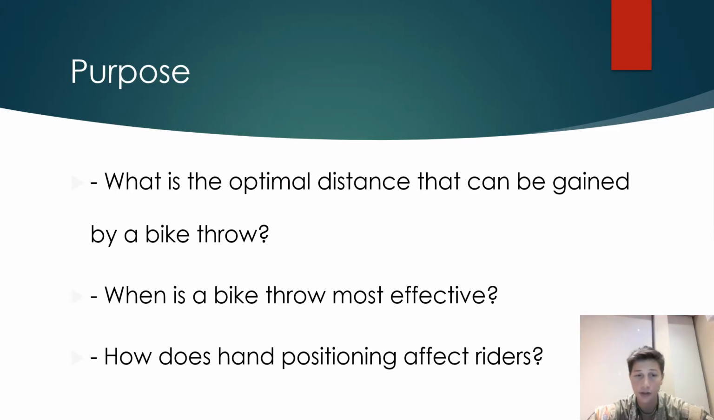So in our project, we had three goals. First, what's the optimal distance that can be gained by a bike throw in a certain time interval? And going off that, when is a bike throw most effective? What time interval is the bike throw most effective? And our third goal is how does hand positioning affect the riders? You saw in the picture of Vollering and Winder that Vollering had one hand compared to Winder, who had two hands, and she was more stable on the bike.